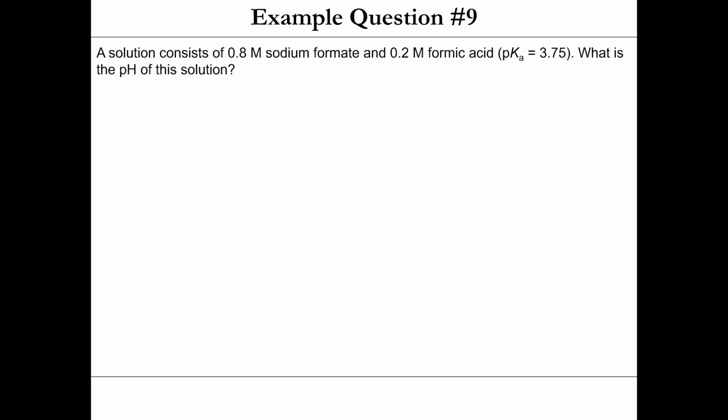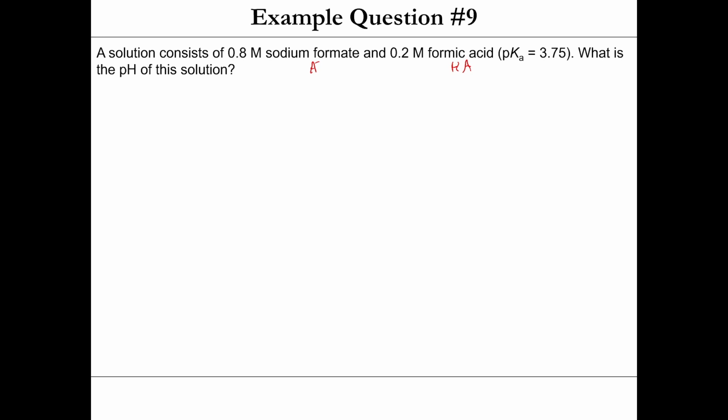All right, one final question, but this allows us to determine a different part of the equation. In this question, it says a solution consists of 0.8 molar sodium formate, so the conjugate base, and 0.2 molar of formic acid, the acid. And we know that it has a pKa of 3.75. So what is the pH of this solution?